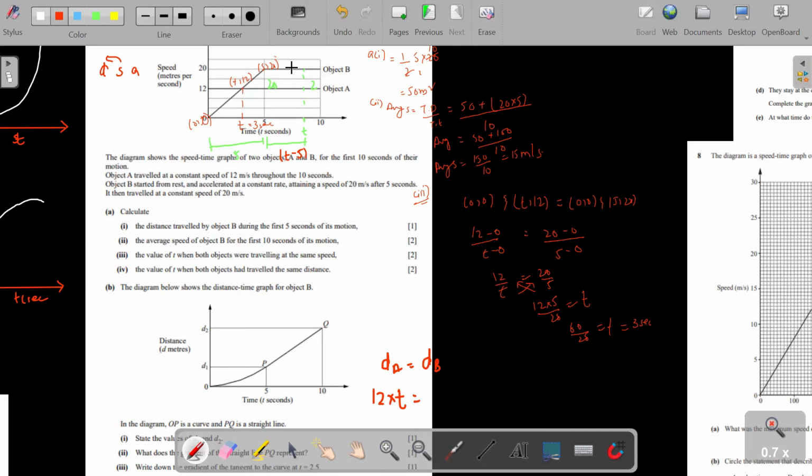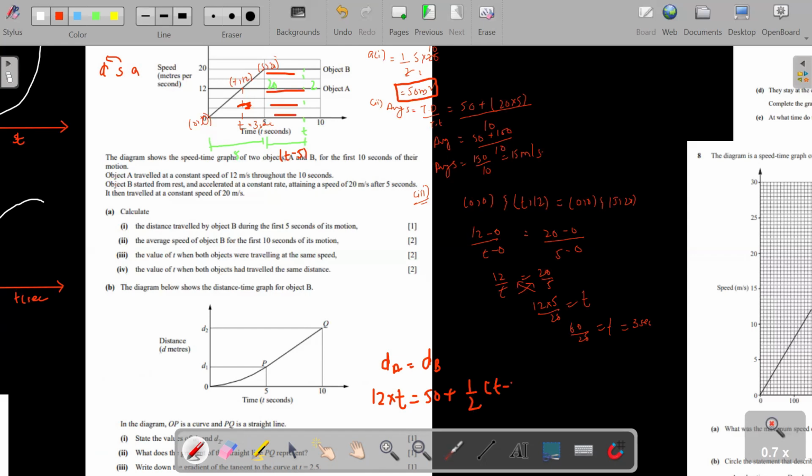Trapezium is the sum of parallel sides. The upper portion is T minus 5 and the sum of parallel sides is half, or we can do this separately. We have calculated this portion already, which was 50. That is over here, so I can directly use this part and save my time. So 50 plus. Now I will find the distance for this rectangle.